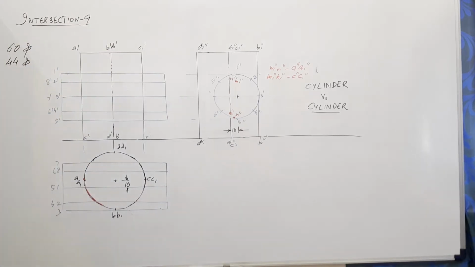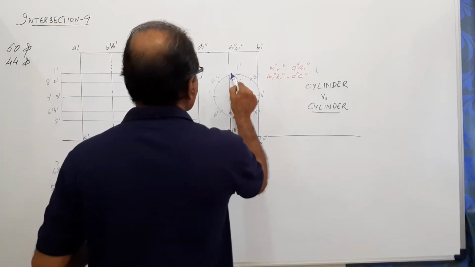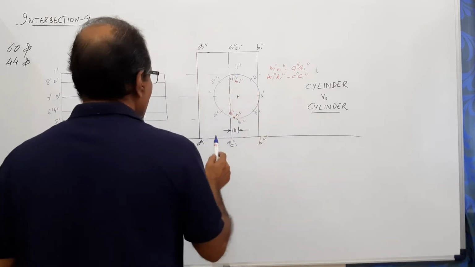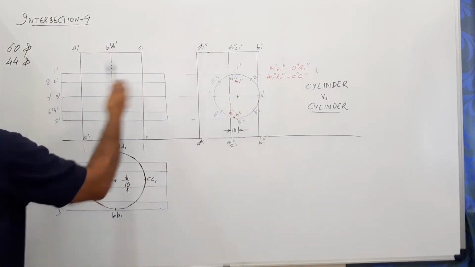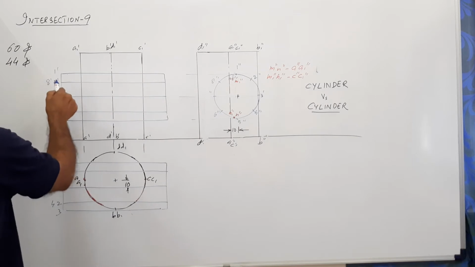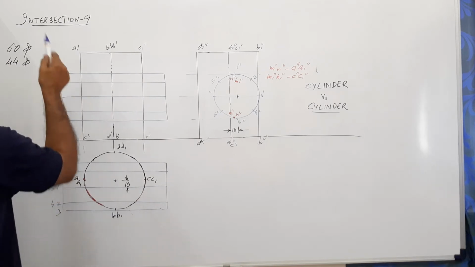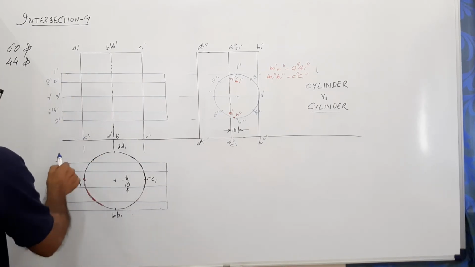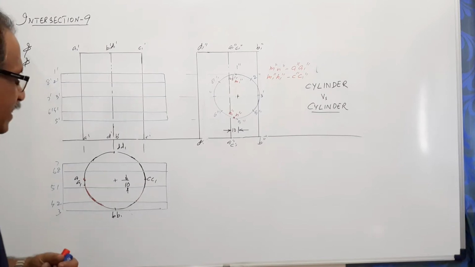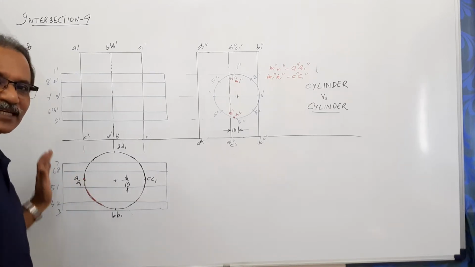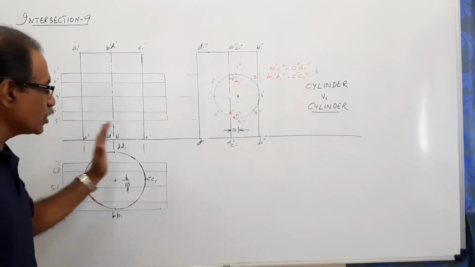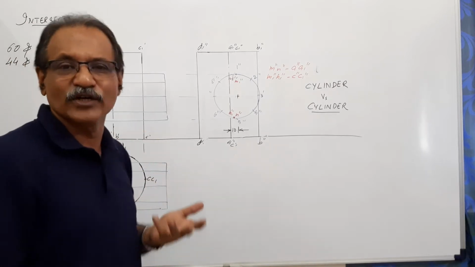These are the 8 generators on the horizontal cylinder. Draw them in the elevation. Project them to the elevation: 1 dash, 2 dash, 3 dash, 4 dash, 5 dash, 6 dash, 7 dash, 8 dash. Get them to the plan, 1 to 8. As I mentioned earlier, I have marked only one set of generators, only on one side. You can name them on the other side also, but there is no need for doing that.